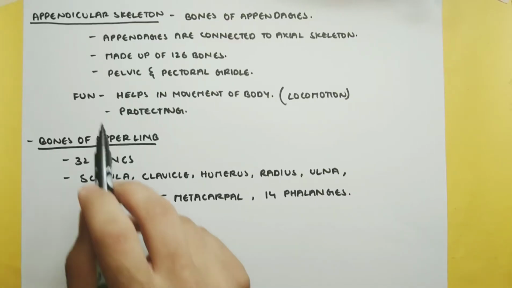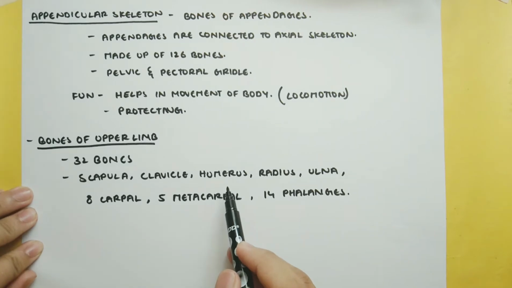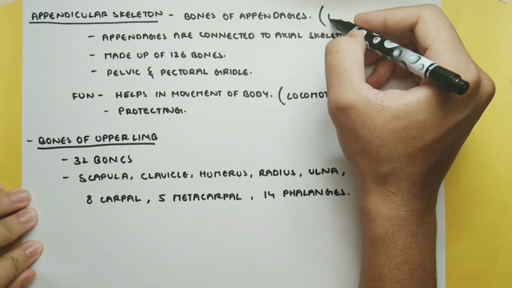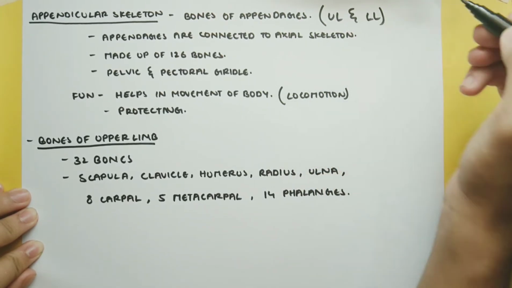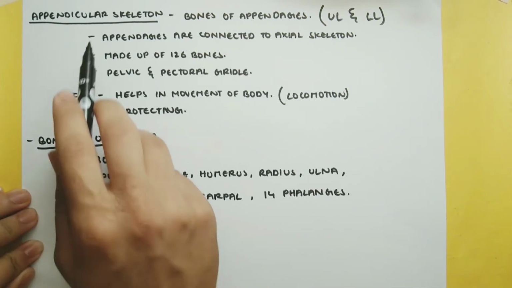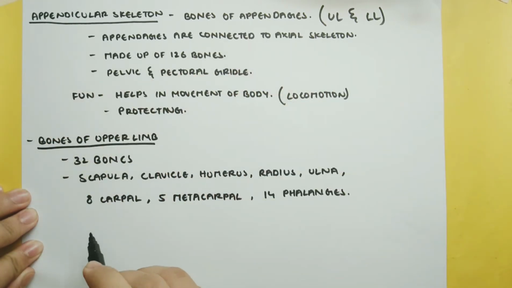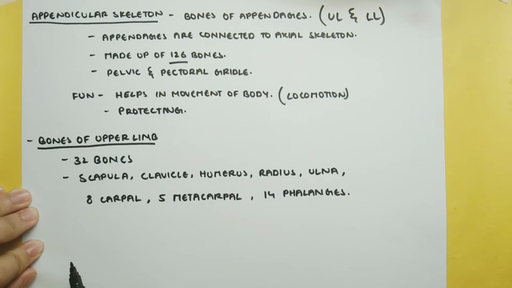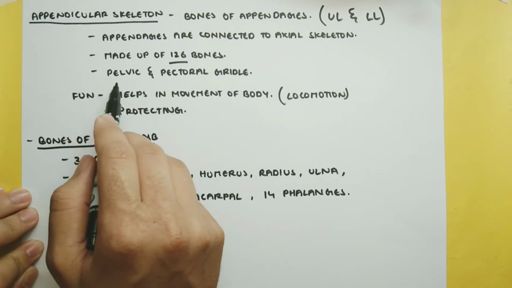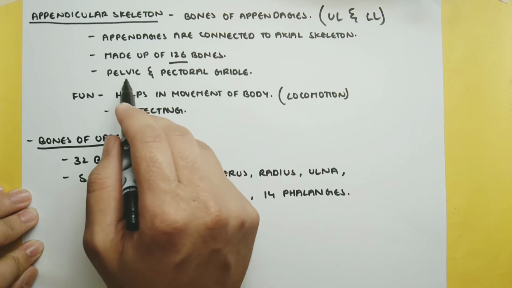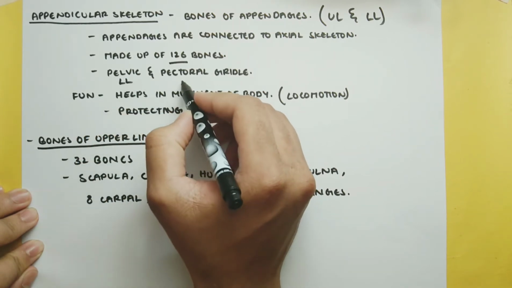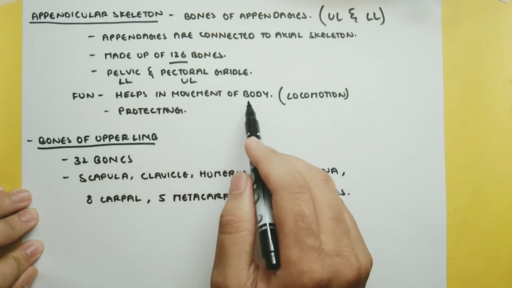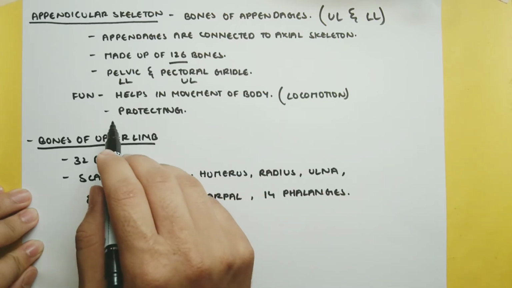Now let us discuss the appendicular skeleton. The appendicular skeleton is made up of bones of appendages, that is bones of the upper limb and bones of the lower limb. These appendages are connected to the axial skeleton. This appendicular skeleton is made up of 126 bones. It consists of both pelvic and pectoral girdle. Pelvic girdle means lower limb and pectoral girdle means upper limb. The main functions of the appendicular skeleton are that it helps in movement of the body, that is locomotion, and it helps in protection.